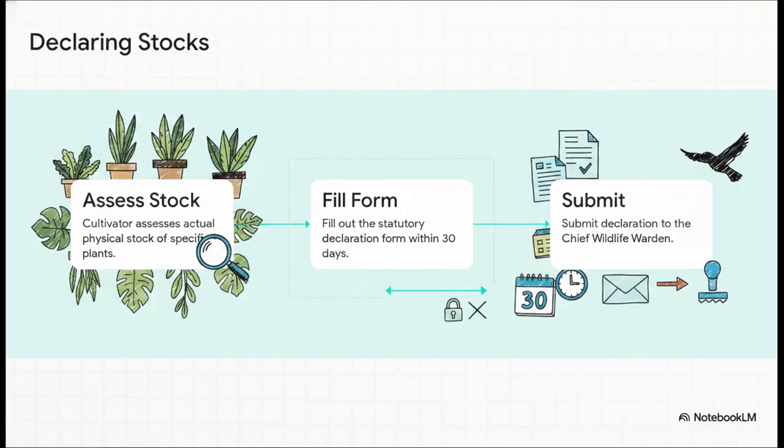If you are a cultivator in the audience, pay close attention because here are your actionable steps. Step 1, you need to assess your actual physical stock. Step 2, fill out the statutory declaration form. And listen, you have a very strict 30-day window to do this. Step 3, submit that declaration directly to the chief wildlife warden. If you miss this deadline, your perfectly legal inventory suddenly transforms into contraband.